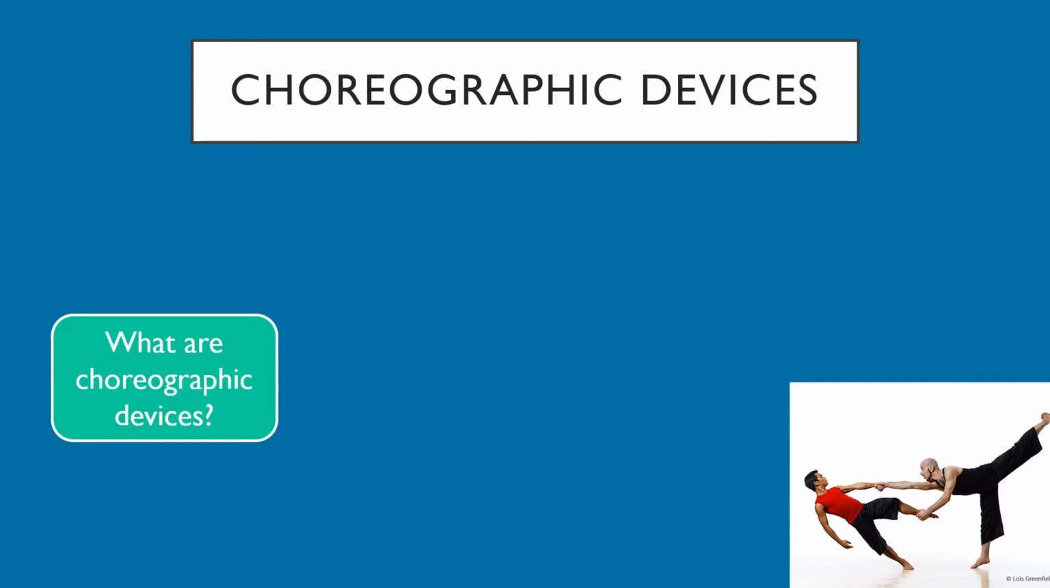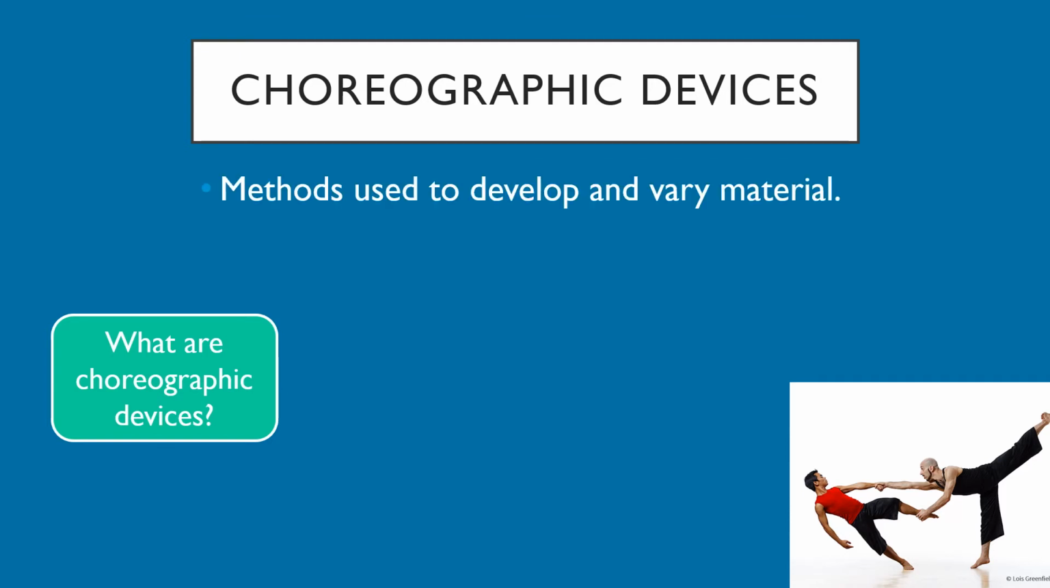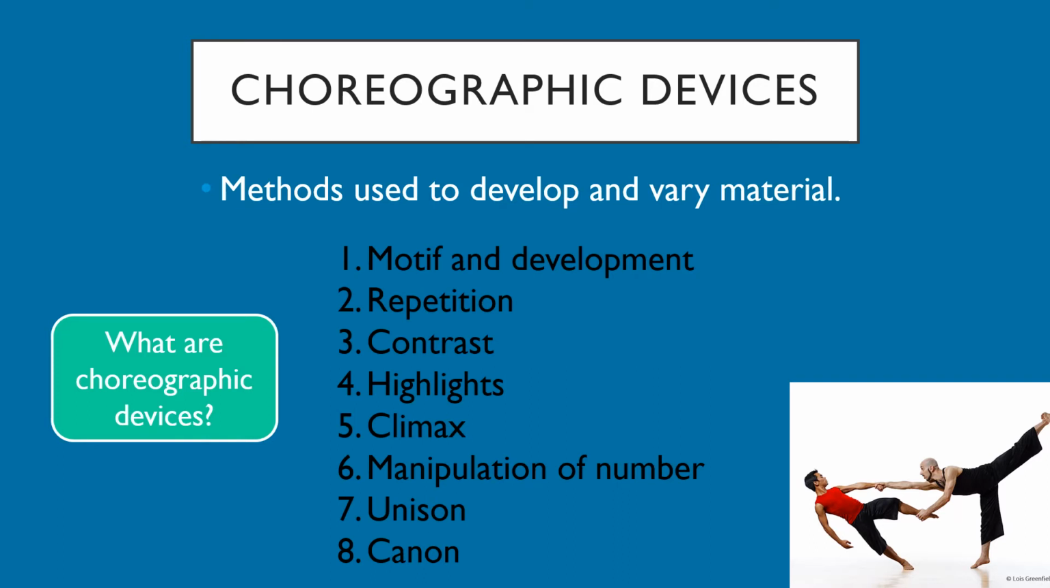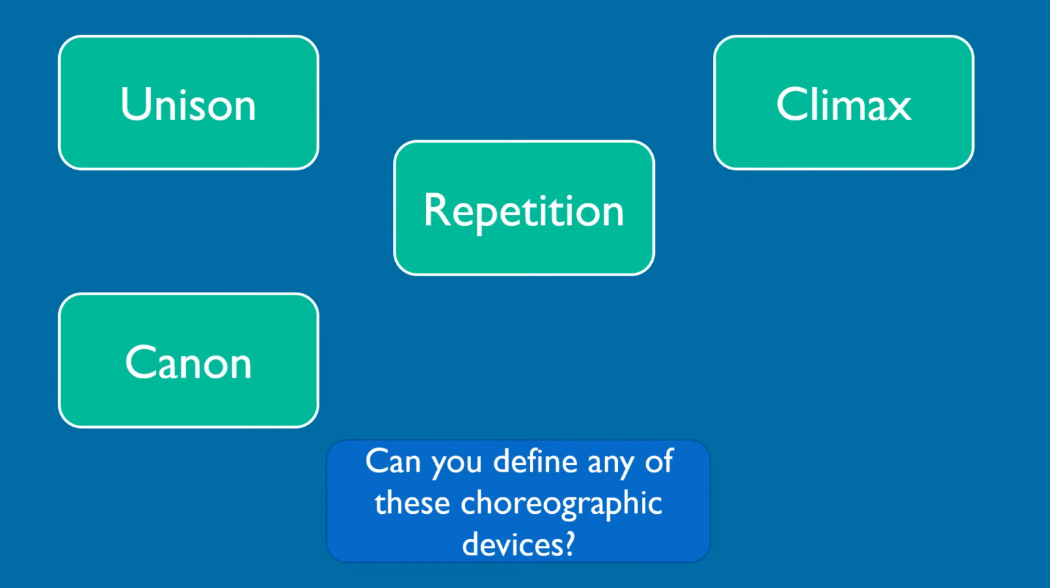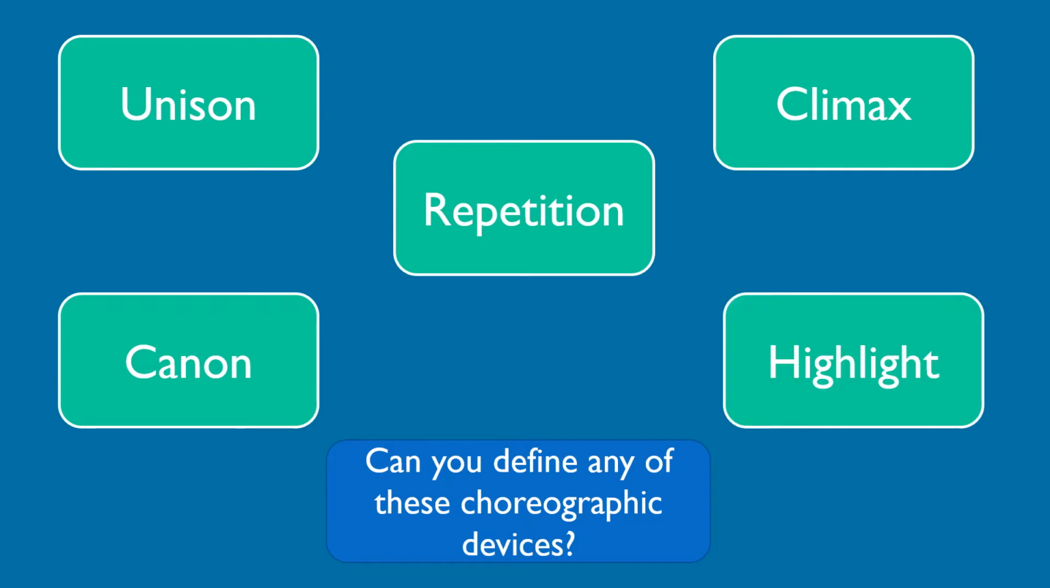Okay, so we're going to look at 5 choreographic devices today, but just to remind you, here is the list. There are 8 in total that you need to know. We're going to look at unison, canon, repetition, climax, and highlights. So can you define any of these 5? Have you heard of these 5? Have you already practically demonstrated any of these maybe in lesson time? Just have a think and maybe give some examples of any times you have used these choreographic devices. I'll give you 20 seconds to have a think.